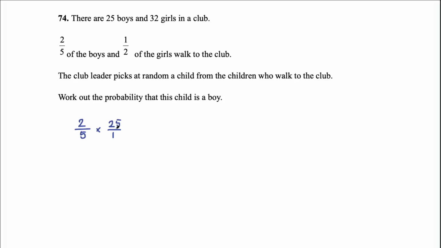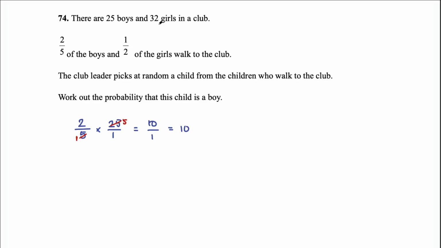So you can divide 25 by 5. 5 goes into 25 5 times. So this 5 effectively cancels out. This becomes 1, and 25 divided by 5 is 5. Then this problem becomes 2 over 1 multiplied by 5 over 1. So 2 times 5 in the numerator is 10, and 1 times 1 in the denominator is just 1. 10 over 1 is 10. So now we know that 10 boys walk to the club.